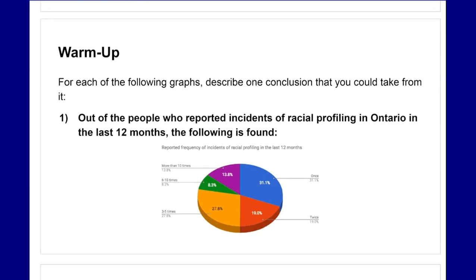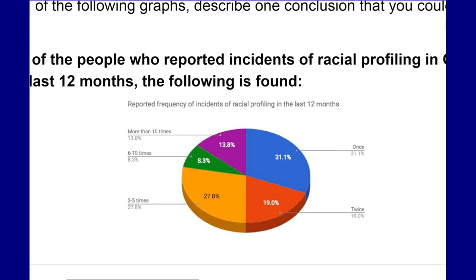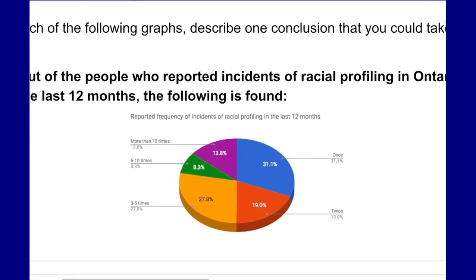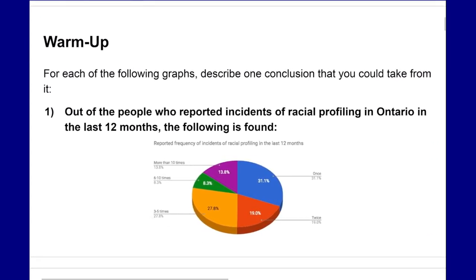The first one: out of the people who reported incidents of racial profiling in Ontario in the last 12 months, the following was found. I'll zoom in a bit so you can see it. Again, take a second, read through it, and then ask yourself, what's one conclusion that you can take from this?